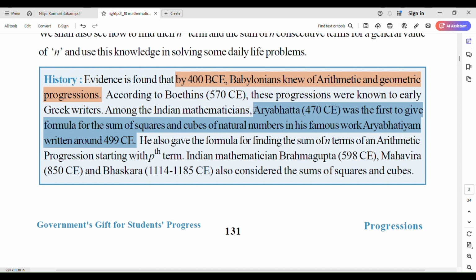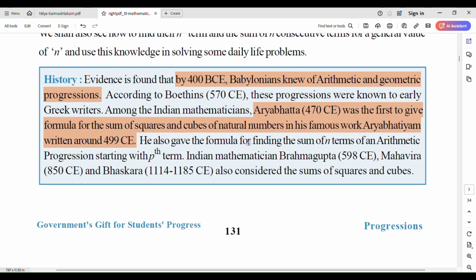He is the most famous mathematician from India, who gave a symbol to zero and the use of zero. He also gave a formula for the sum of squares and cubes of natural numbers in his famous work, the book Aryabhattiyam. He also gave a formula for finding the sum of n terms of an arithmetic progression starting with the pth term. So you take a series of numbers from term x to term y, and you can sum them up. He gave a formula for that.